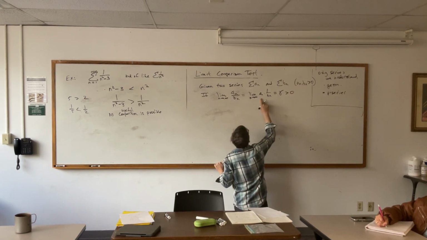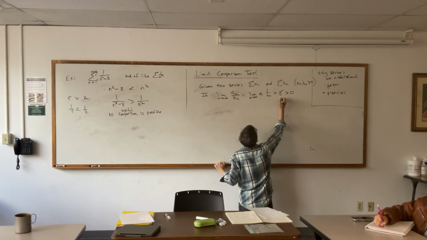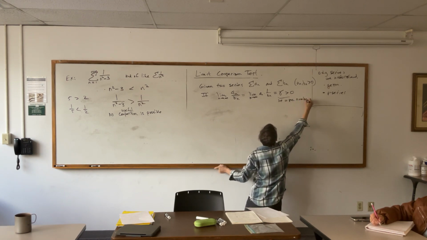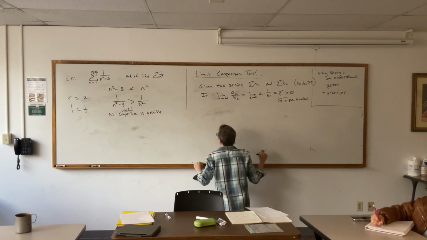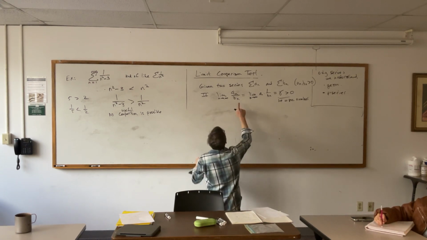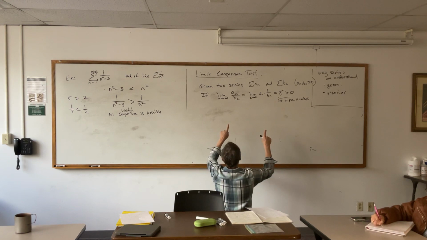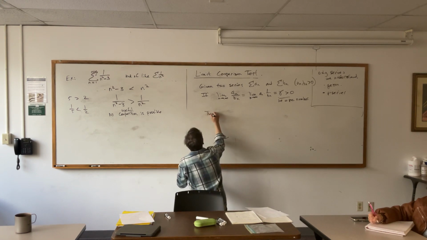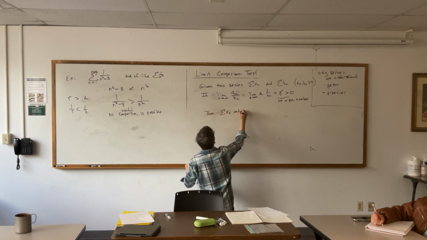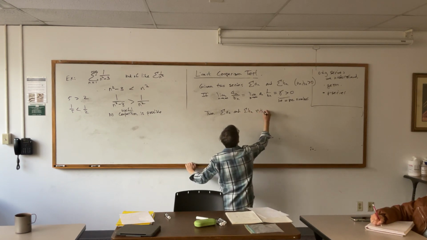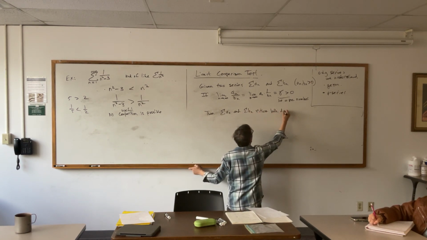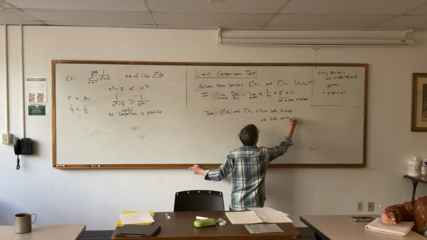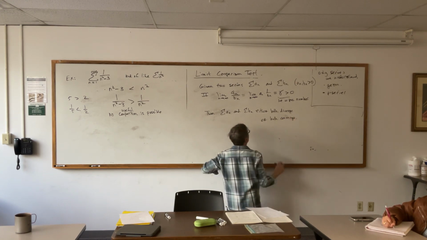So check this out. I'm saying that this limit exists. It's equal to a positive number. If it's equal to 0, we don't have useful information in general. But if this happens, then those two series act the same. They act the same in terms of convergence or divergence. Then the sum of A sub n and the sum of B sub n either both diverge or both converge. So this is going to save our butts right over there.